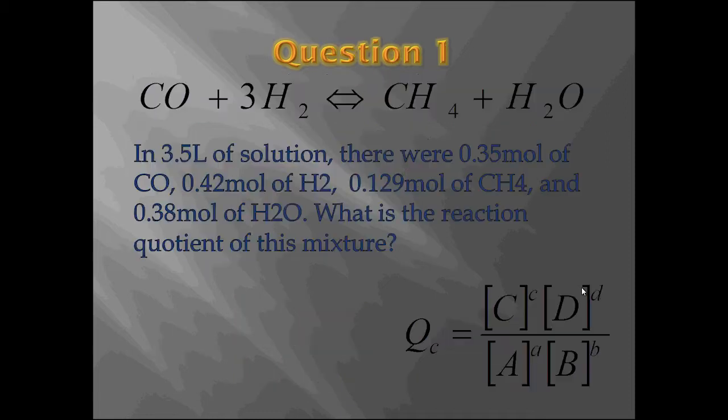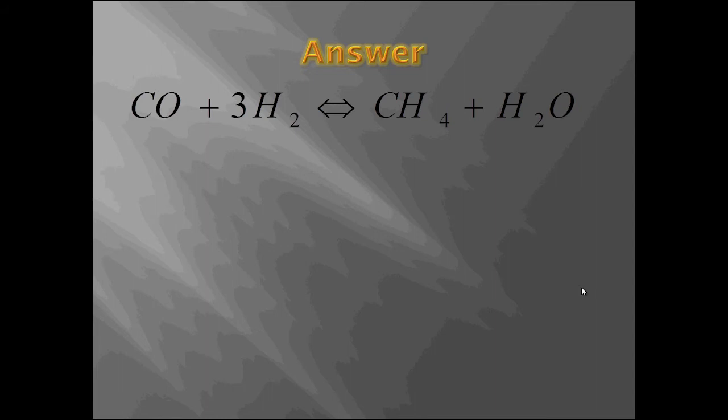Here's a question. In 3.5 liters of solution, there were 0.35 moles of carbon monoxide, 0.42 moles of hydrogen gas, 0.129 moles of methane, and 0.38 moles of water. What is the reaction quotient of this mixture? The answer is easily found in a few steps.